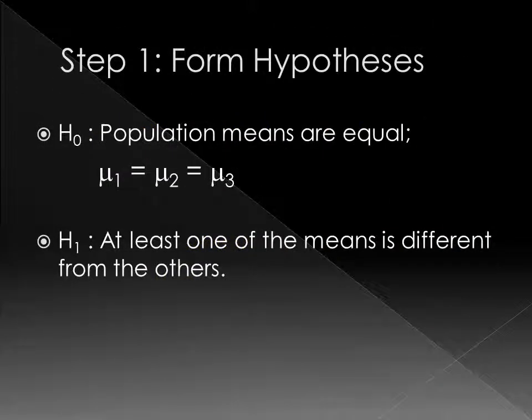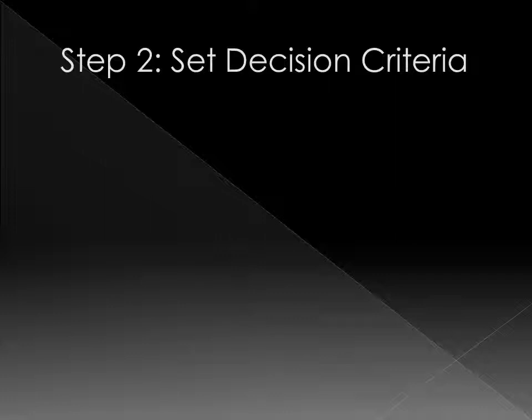Let's do it. The first step of ANOVA is to form the research hypothesis. It is that at least one of the means is different from the others. So the null hypothesis is mu1 equals mu2 equals mu3. Second, we need to set decision criteria. As a default, alpha is 0.05.